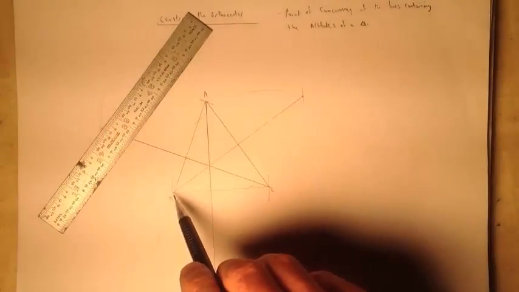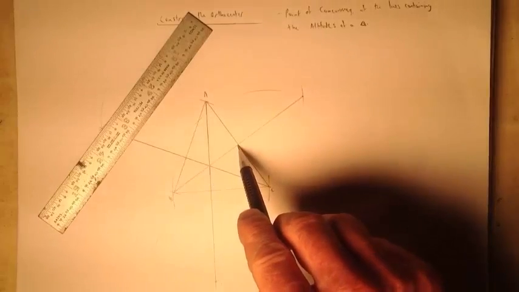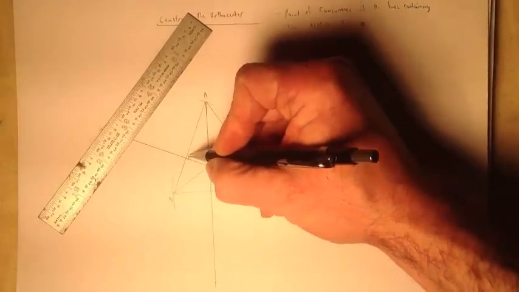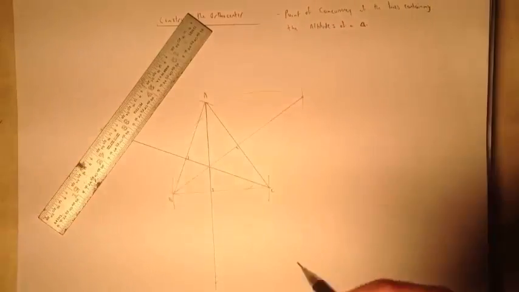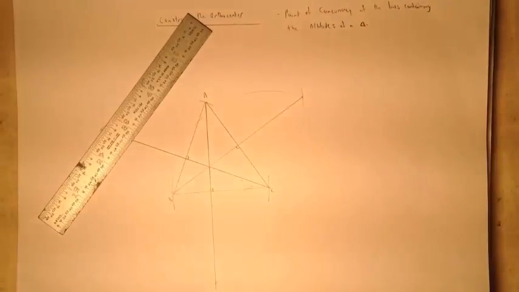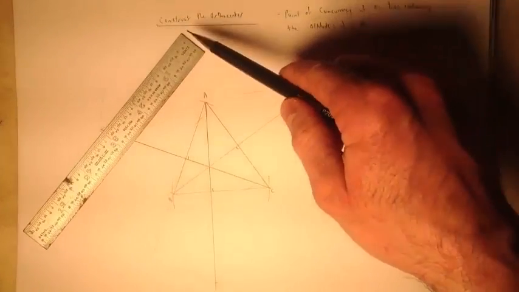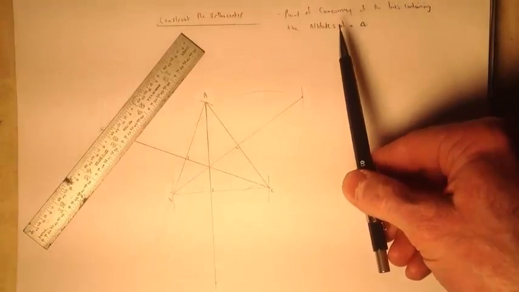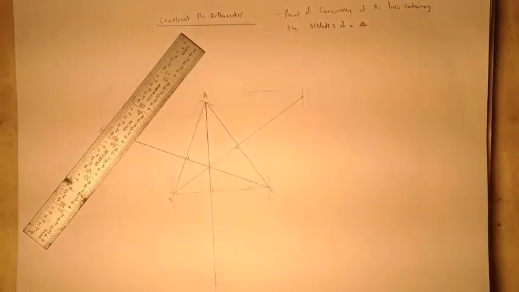Again, the altitude goes only from B to the opposite side. Each of these, we can be sure now, are perpendicular, and the orthocenter lies there, the point of concurrency where the three of them meet. And that is the construction of the orthocenter, having constructed one by one the three altitudes of the triangle.